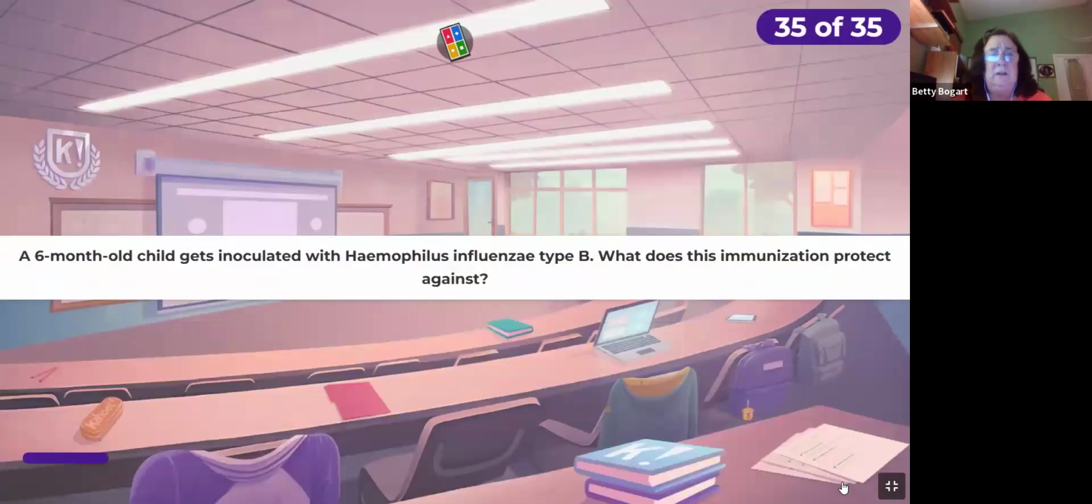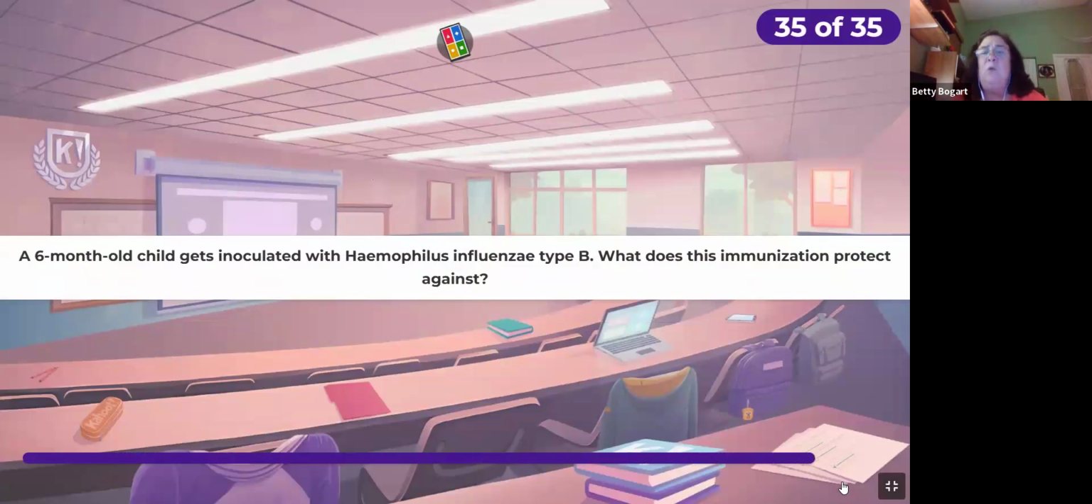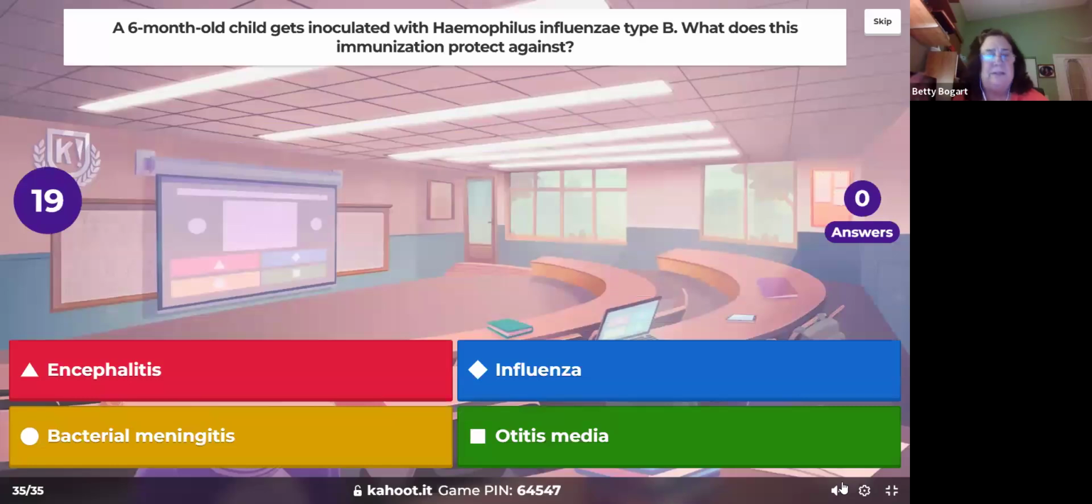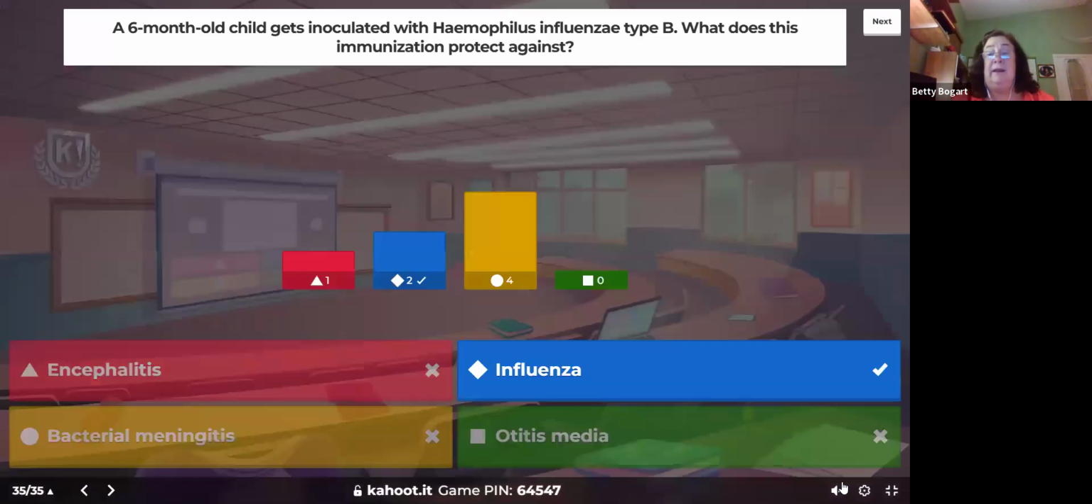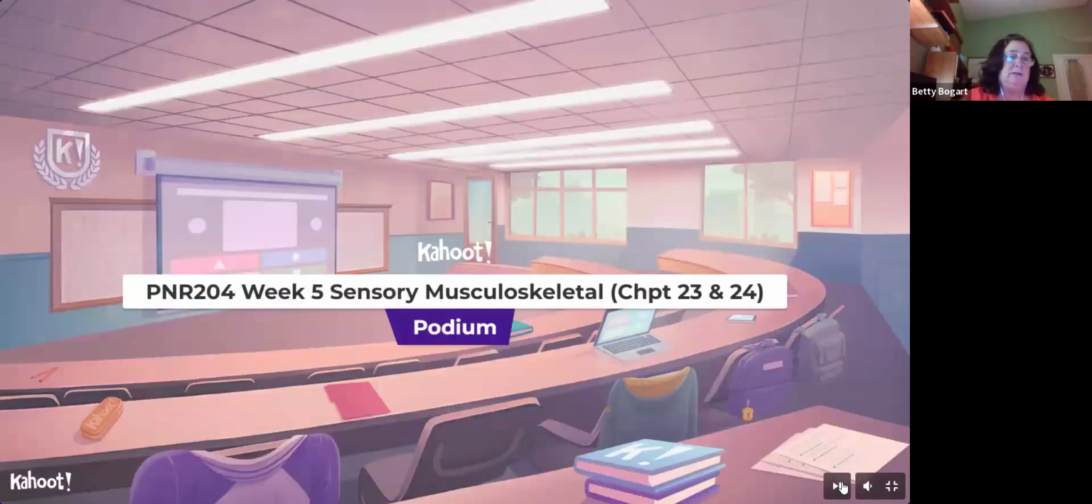And last question. A 6-month-old child gets inoculated with Haemophilus influenzae type B. What does this immunization protect against? Again, this was part of a PowerPoint that I read today. And it is influenza.